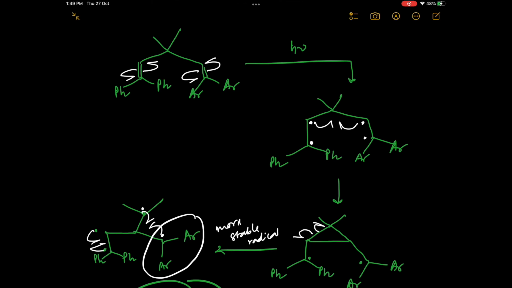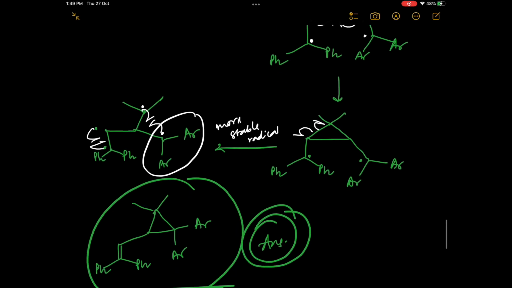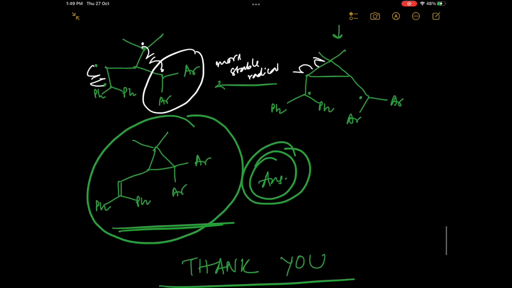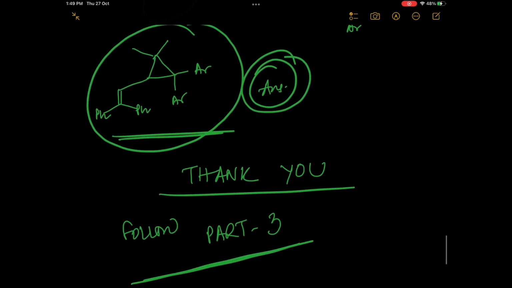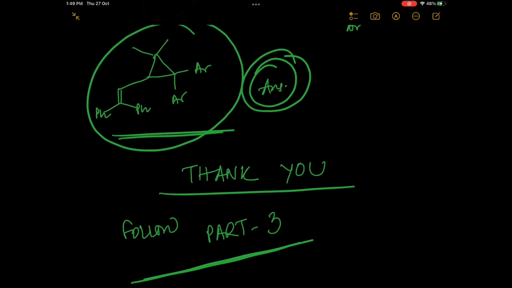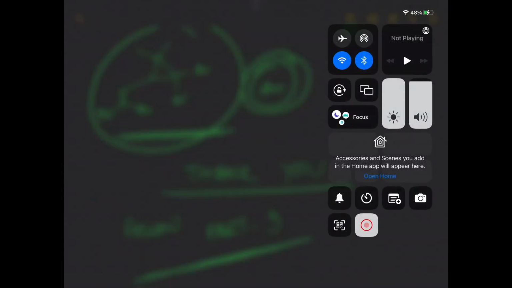What we see here is that firstly homolytic cleavage takes place and radicals are generated, then a cyclic ring is formed, and after that the more stable radical stays with the 3-membered cyclic ring. So ultimately this is the answer. Thank you.